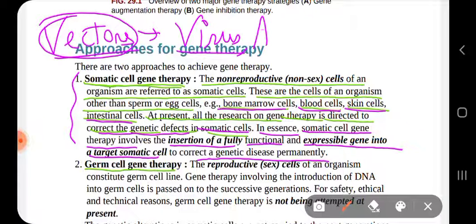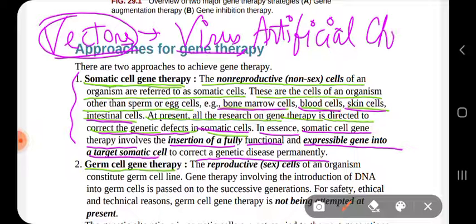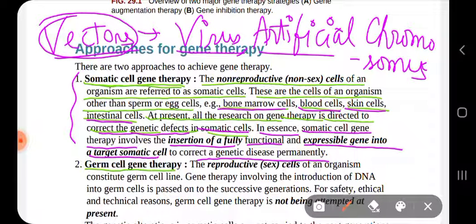We can use artificial chromosomes as a vector. Other vectors can also be applied, like artificial chromosomes and viruses. Bone marrow cells can directly be used. If the problem is related to blood or lymph, a related disorder, then we can use bone marrow cells directly for gene therapy.